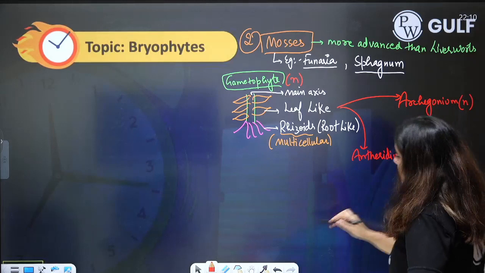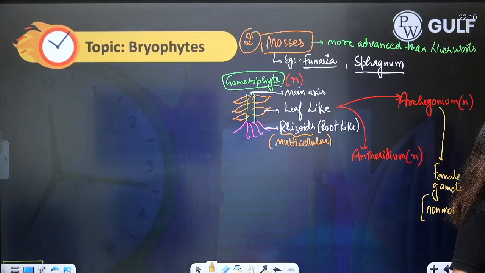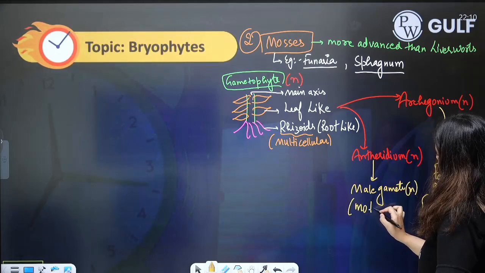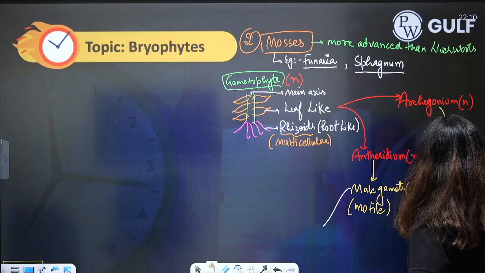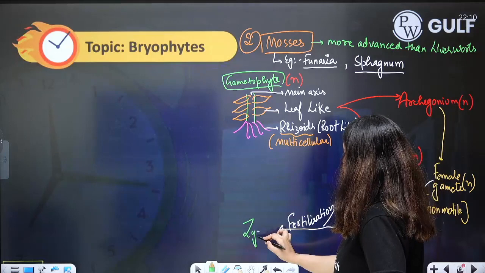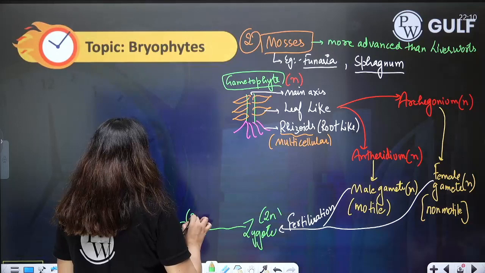Archegonium will produce the female gamete, which is non-motile. And antheridium will produce the male gamete, which is motile. It will have two flagella. The male gamete will swim towards the female gamete and fertilization takes place. After fertilization, they form the zygote. Haploid forms a diploid zygote. The zygote will form an embryo, and the embryo will form the sporophyte. Everything is common or similar till here.